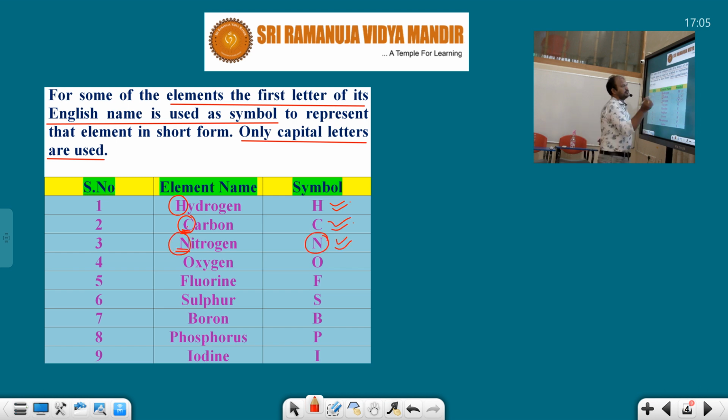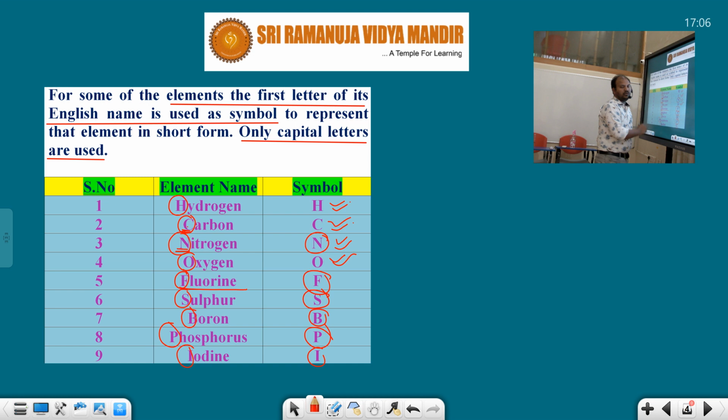In oxygen, the first letter is O, that's why the symbol is O. In fluorine, the first letter is F, that's why the symbol is F. In sulfur, the first letter is S, that's why the symbol is S. Boron, the first letter is B, that's why the symbol is B. Phosphorus, the first letter is P, that's why the symbol is also P. Iodine, the first letter is I, that's why the symbol is also I.